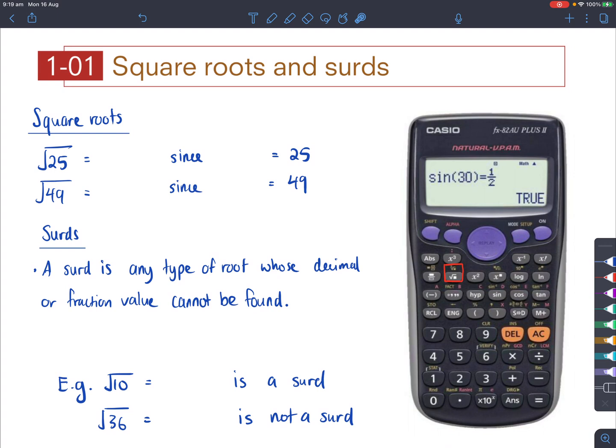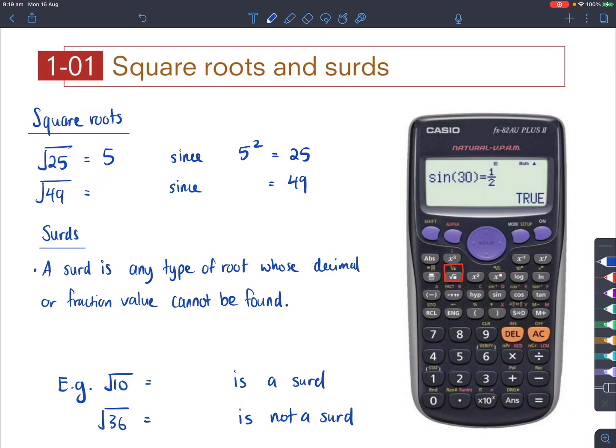Square roots are basically this sign here that would allow you to find out a number times by itself to give you the number inside the square root. So the square root of 25 is the number 5 because 5 times 5, or 5 squared, is 25. So square root gives you 5, and multiplying 5 by itself gives you that 25 inside.